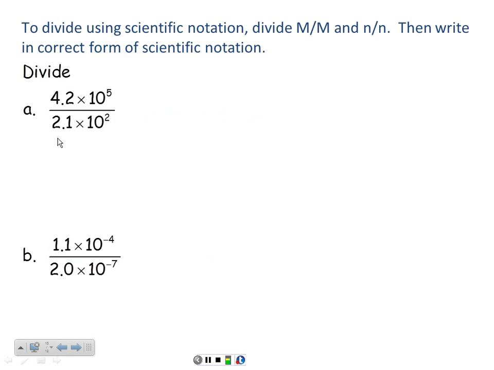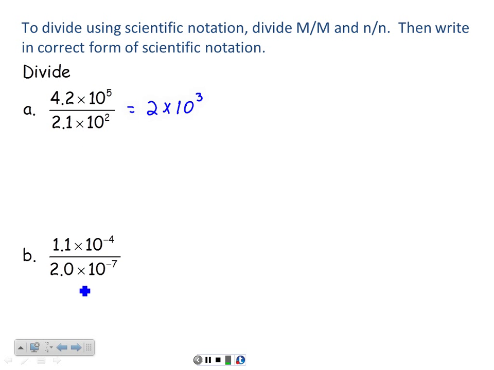Alright, so what about division? Well, same thing. To divide scientific notation, you're going to divide m divided by m, and then your power divided by power. And so let's do that. 4.2 divided by 2.1 is going to give me 2. And that's between 1 and 10, so we're good there. Times, and remember, when you divide powers with like bases, the base stays the same, and you subtract top power minus bottom power. So 5 minus 2 is going to be 3. And that's correct scientific notation because m is between 1 and 10.